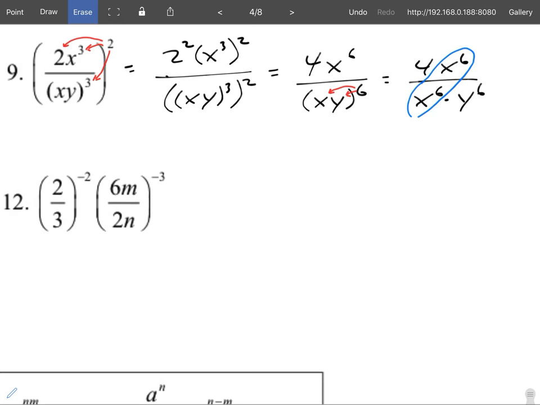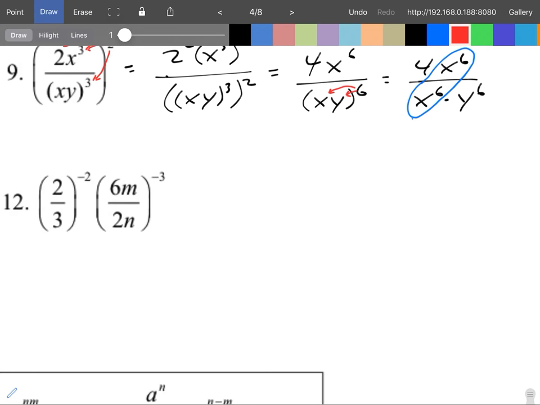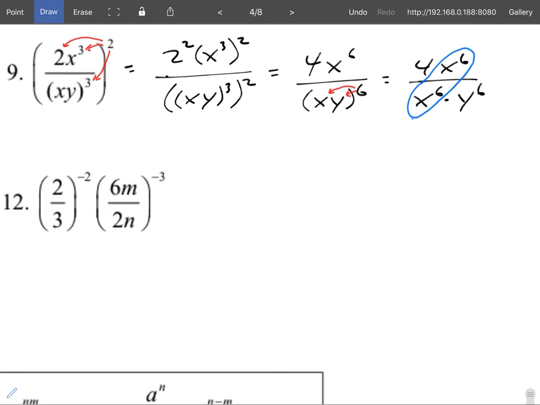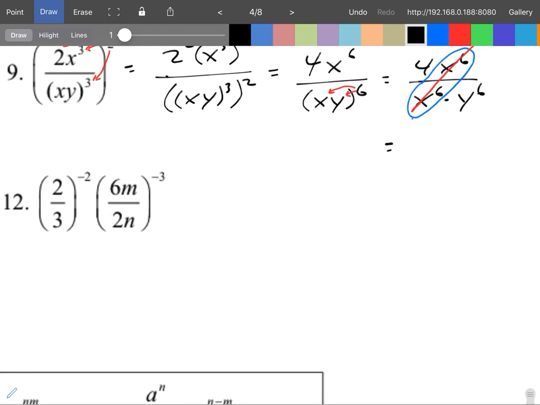So let me erase this stuff. And you could have just looked at this thing right here and you could have just said, oh, sorry. I didn't mean to undo that. You could have just looked at this and said, well, I've got x to the 6th over x to the 6th, and anything divided by itself is 1, and you could have just canceled that out right there. So then your final answer, well, all you got left on top is 4, and on the bottom, you just got y to the 6th.